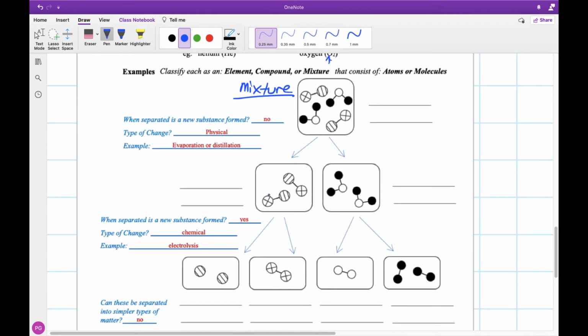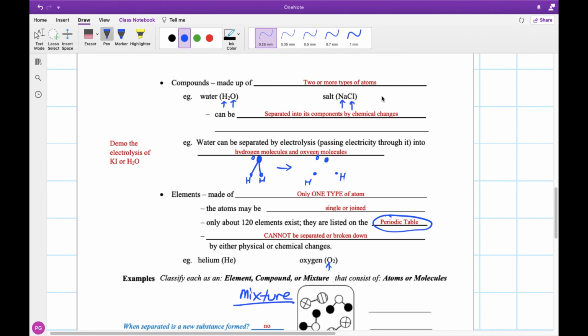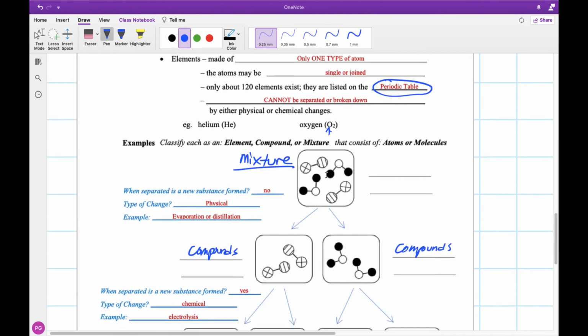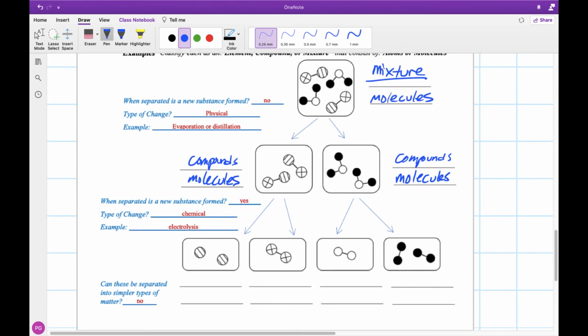Now that we break it down here, these would both be examples of compounds. That's because each of these molecules have different types of atoms. We've got whatever these black circles are and these white circles, and we've got the straight lines and the crossed ones here. These are compounds. If you remember, compounds have two or more different types of atoms. We've got different types here, different types here. And both of these are molecules. Same thing with this up here. So our first one is a mixture made of molecules. These are compounds made of molecules.